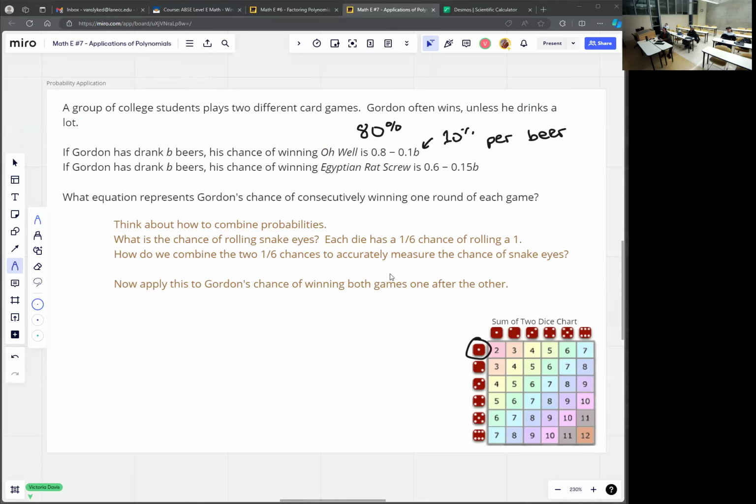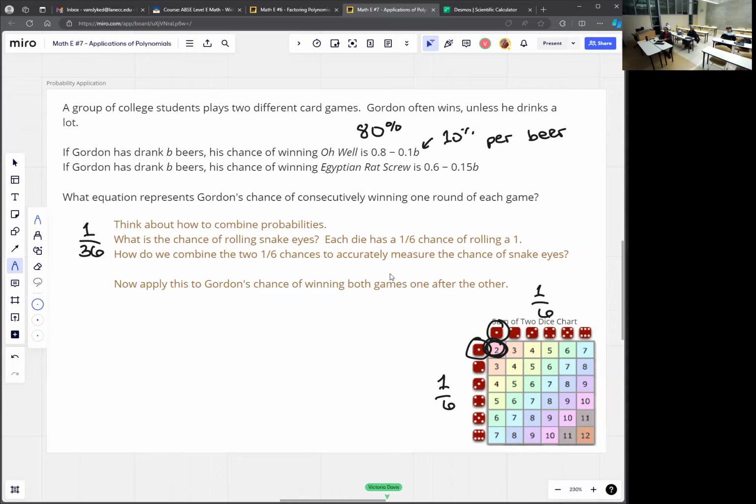So there was one out of six for rolling one die, and there was one out of six for getting a one on the other die. So what's the chance of getting snake eyes with a sum of two? Two out of 12. Well, are there 12 things? No, there's a lot more than 12 ways two dice can happen. How many numbers are in my box overall? 36. And so only one of them is snake eyes.